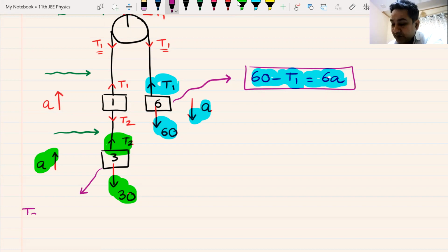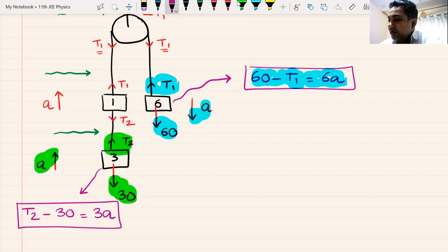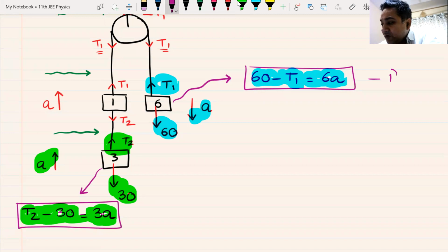T2 upwards, T2 upwards, 30 downwards is equal to MA, with M as 3A. This is the equation I got in green. Let me name the equations. This is equation number 1, and this is equation number 2.